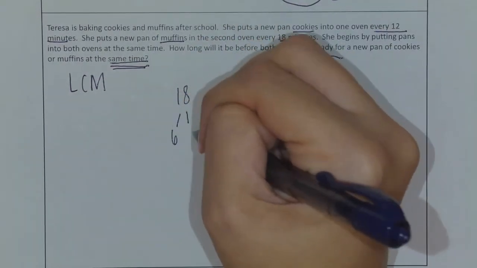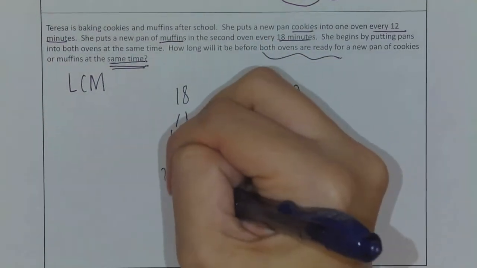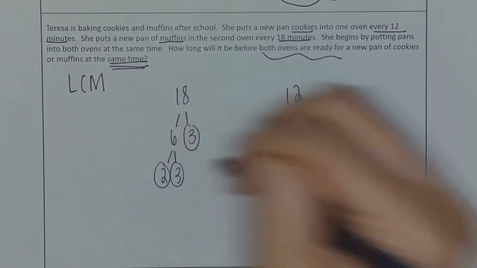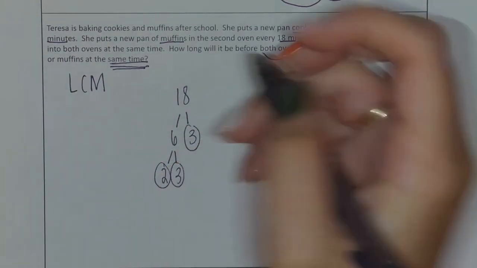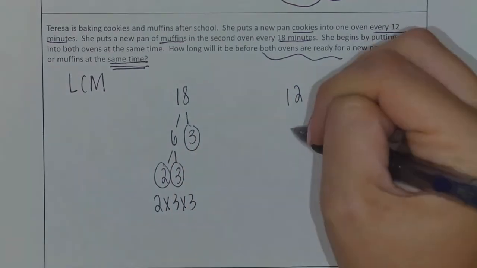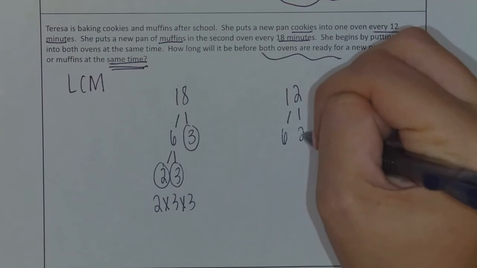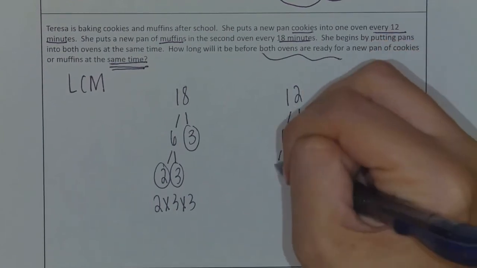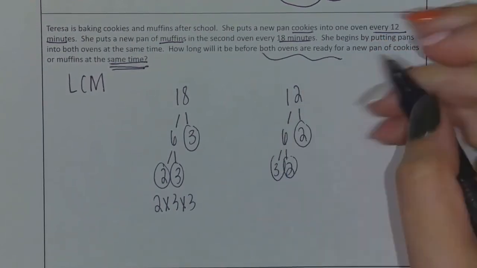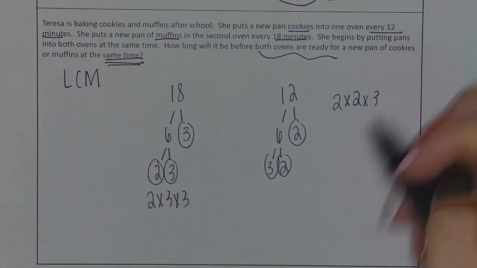So let's break these numbers down. 18 can be broken down into 6 and 3. 3 is a prime number, but I can break down 6 into 2 and 3, which are both prime. So my expression here would be 2 times 3 times 3. Man, I did not leave myself room. Oh well. 12 can be broken down into 6 and 2. 6 can be broken down into 3 and 2. So this prime factorization expression is 2 times 2 times 3.